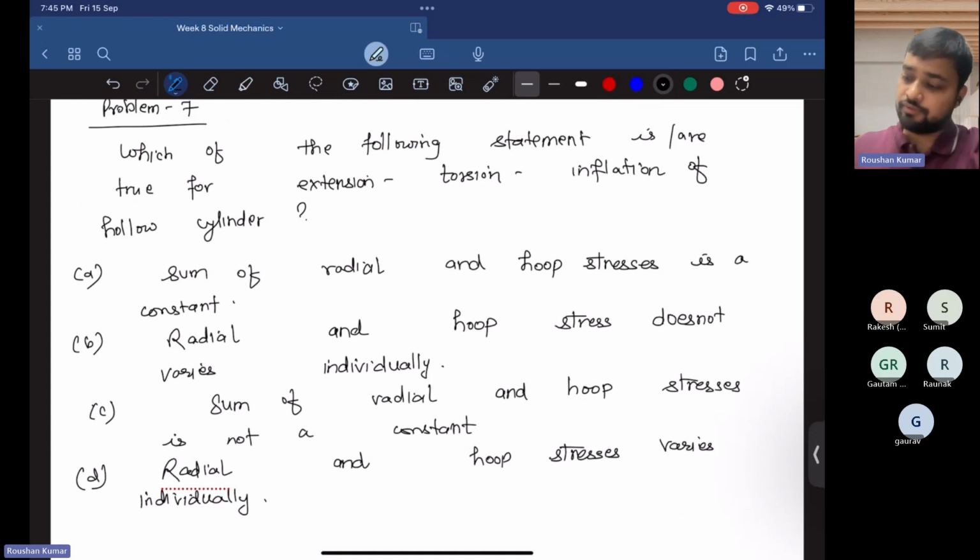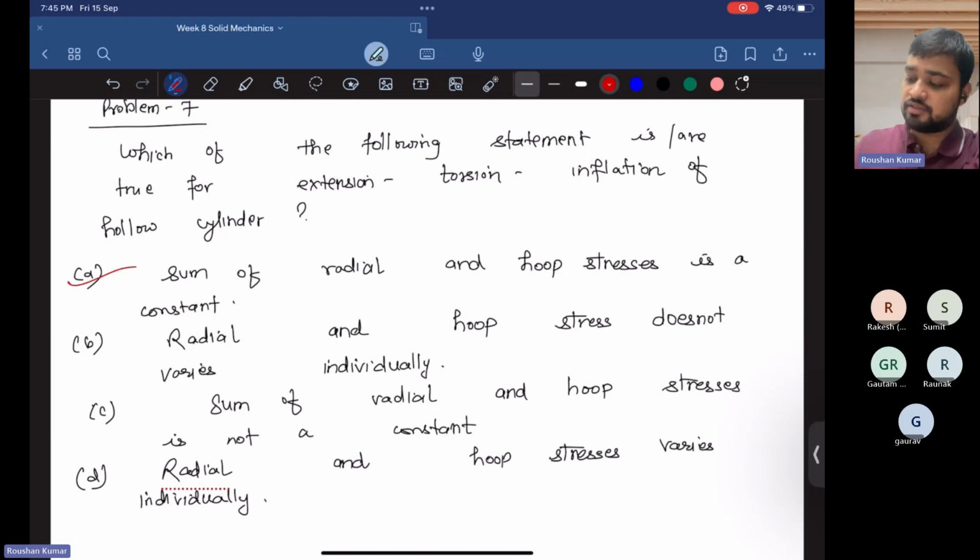So the question is, which of the following statements is correct for extension, torsion, inflation of hollow cylinder? Okay. So the first option is sum of radial and hoop stress is a constant. So yes, it's a correct option, because when we sum these two stresses, it's always a constant. In the brief recap of the lecture, I already mentioned that the sum of radial and hoop stress is a constant. So it's a correct option.